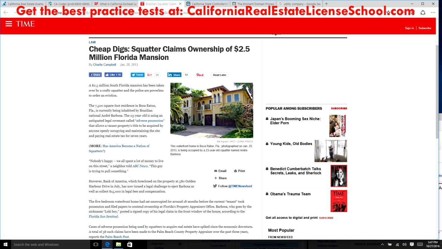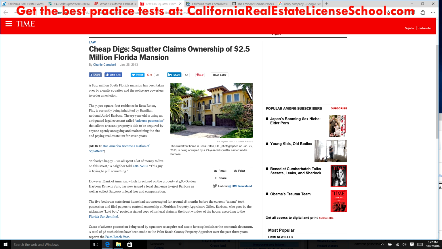The 7,500 square foot residence in Boca Raton, Florida is currently being inhabited by Brazilian national Andre Barbosa. The 23-year-old is using an antiquated, legal covenant called adverse possession that allows a vacant property's title to be acquired by anyone openly occupying and maintaining the site and paying real estate tax for 7 years.